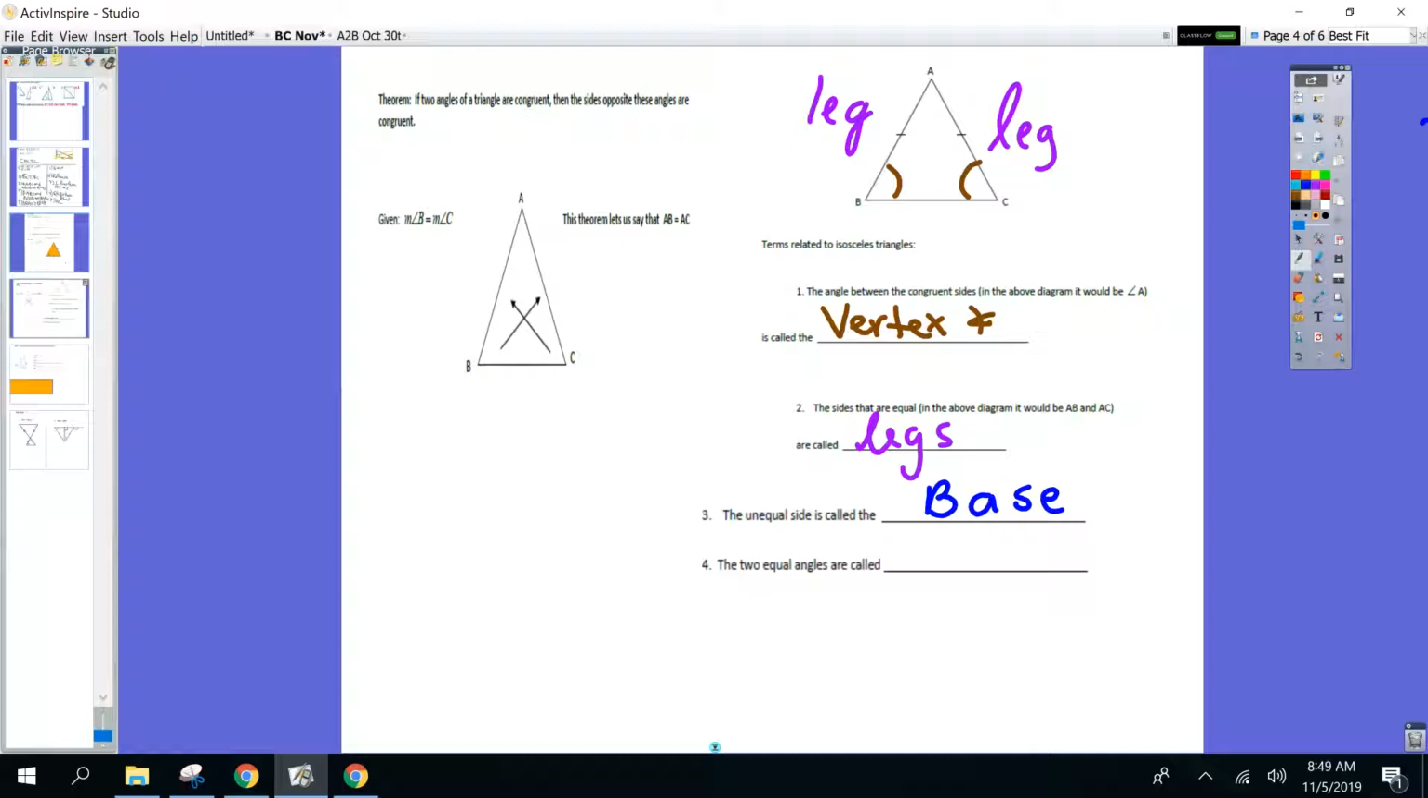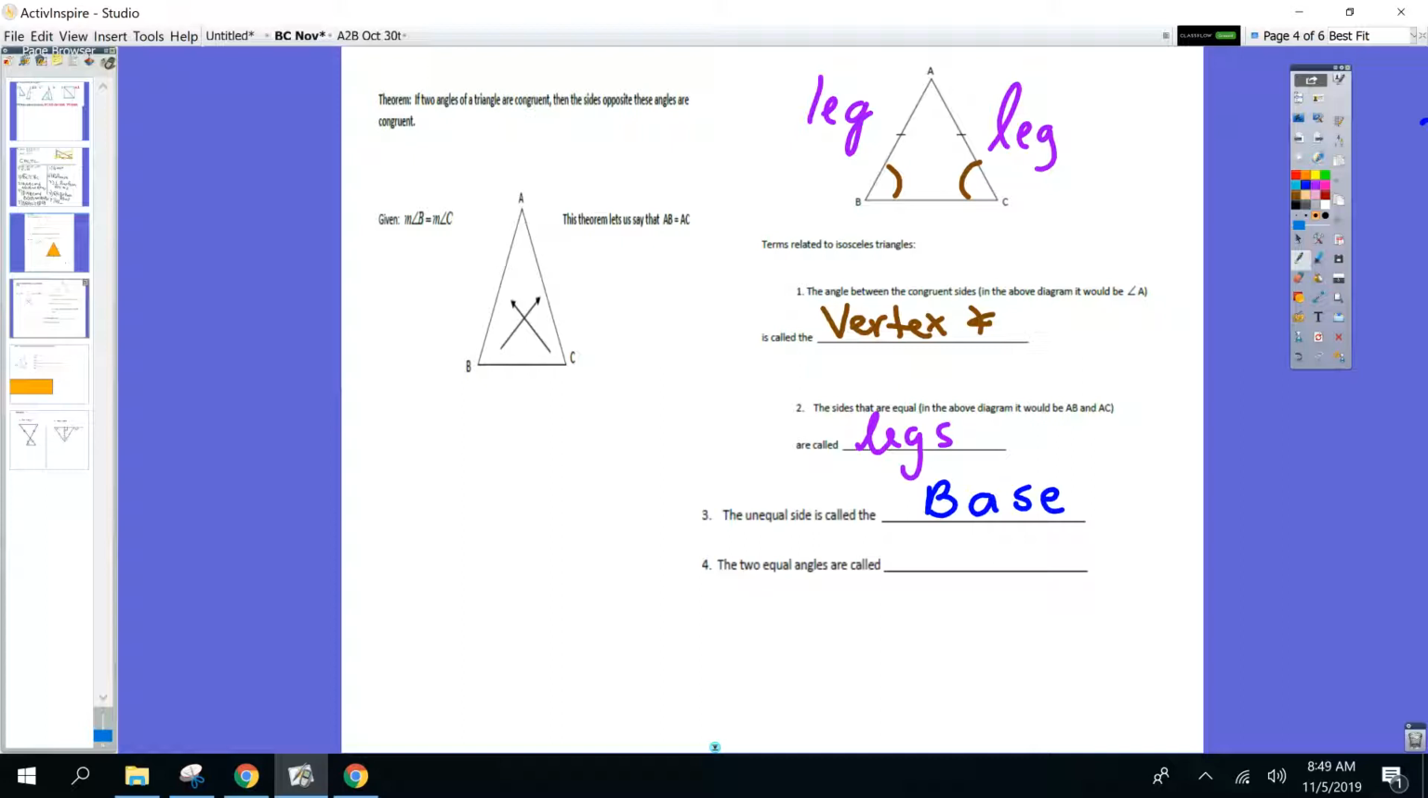Finally, let's get this misery over with. The two equal angles. Is it another one of these like the legs thing? Congruent. All right, here you go.